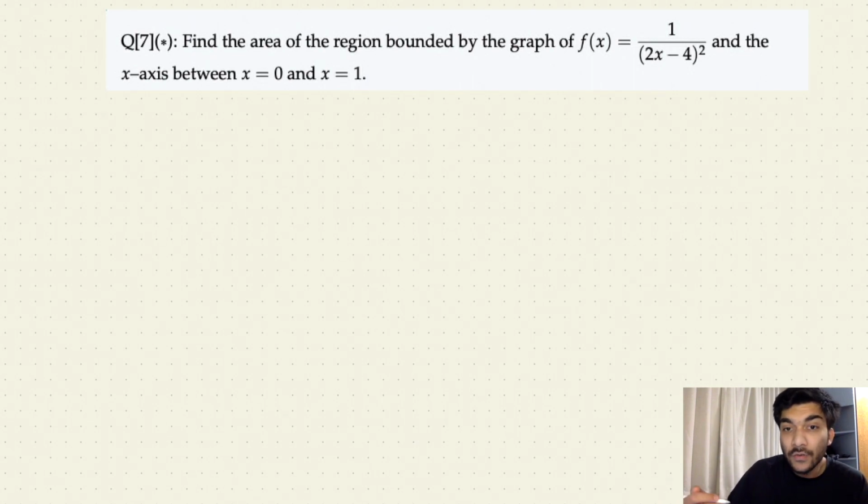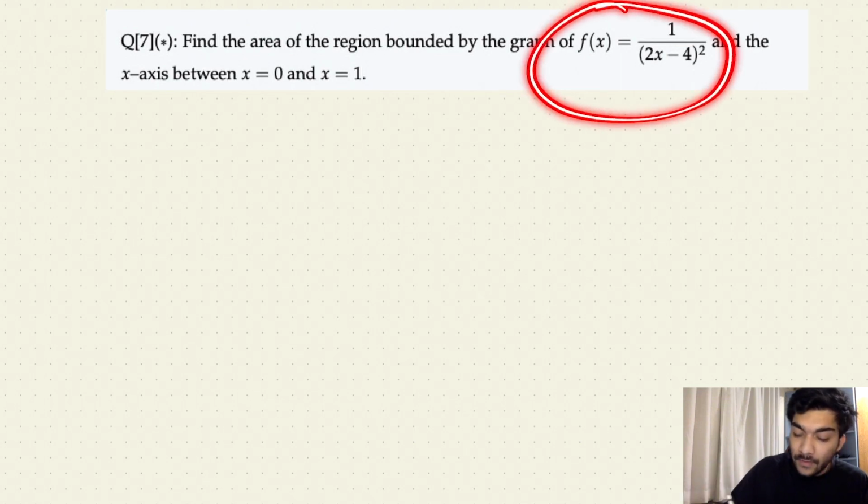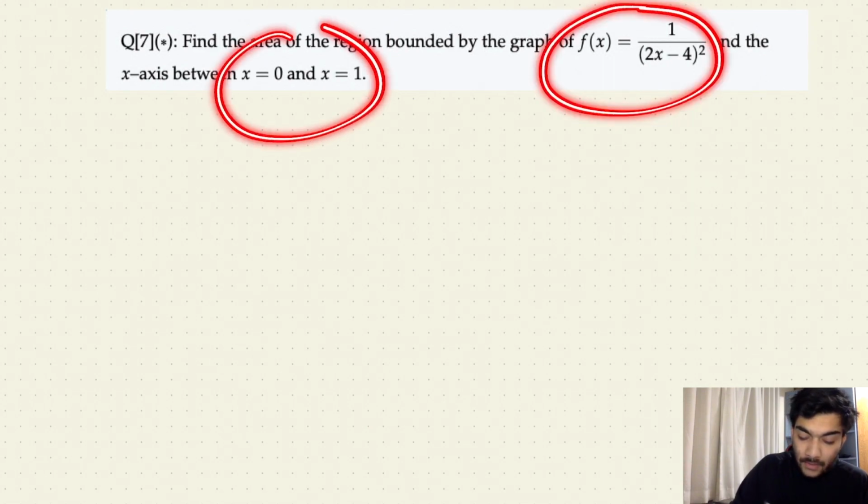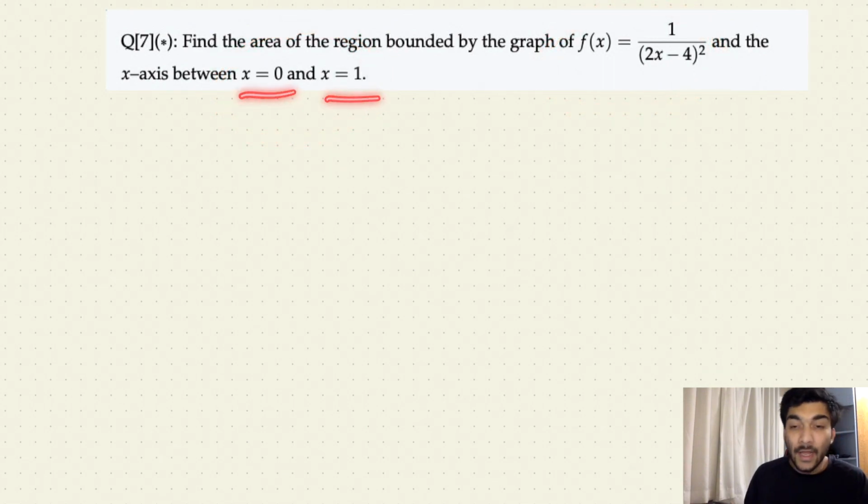Now, in order to solve this question, since we only have one function, we don't have to calculate the intersection point of two or more functions, which we were doing in the last videos. So we'll skip that step and move forward to just sketching the graph of this function and identifying the area bounded by it based on the given endpoints x equals 0 and x equals 1.